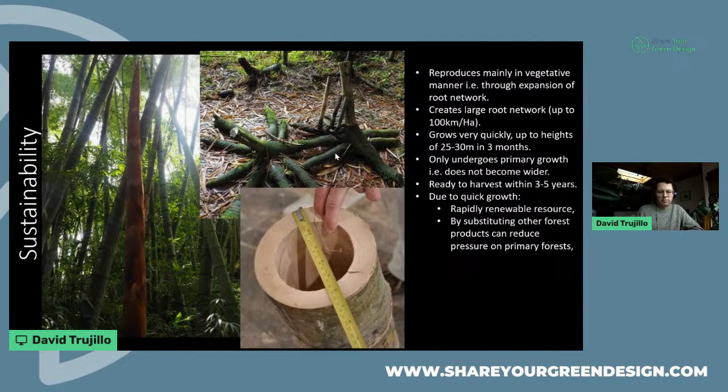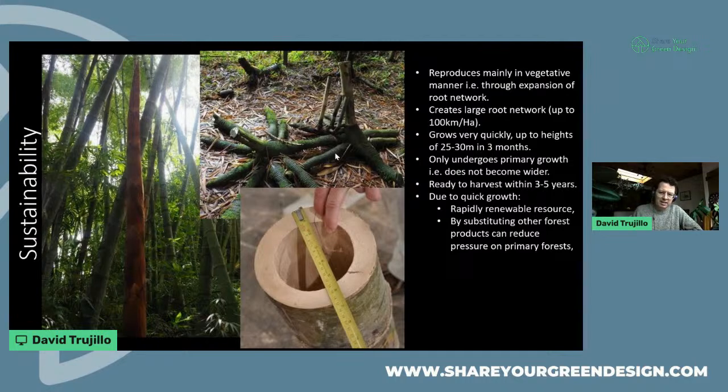It only undergoes primary growth, which means it only grows upwards. It doesn't, like trees, become wider. So this very big culm in that photograph isn't from an old piece of bamboo. It came from a plantation that had the ability to produce stems of this size. And then it's customary to harvest it somewhere between 3 and 6 years, when it's at its optimal characteristics in terms of strength and stiffness.